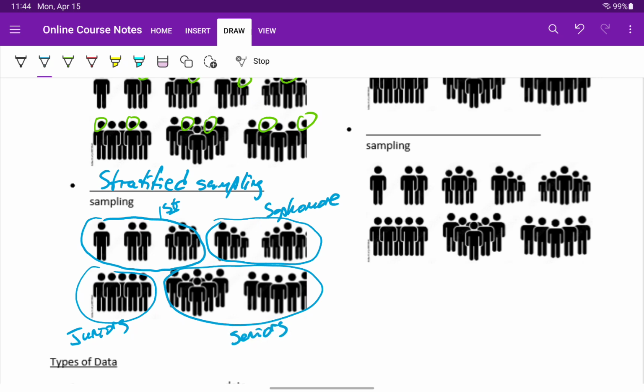Then what we would do is choose a specific number of people from each group. So then we would randomly choose, say, 3, 5, 8, however many first year students. We would choose the exact same number from our group of sophomores, the exact same number from our group of juniors, and the exact same number from our group of seniors. Stratified sampling is a good approach if what we want to do is make sure we have representation from multiple different groups, like we would in this case.